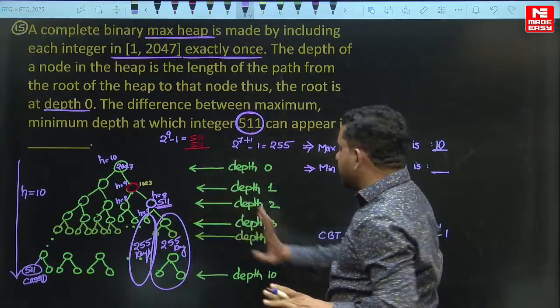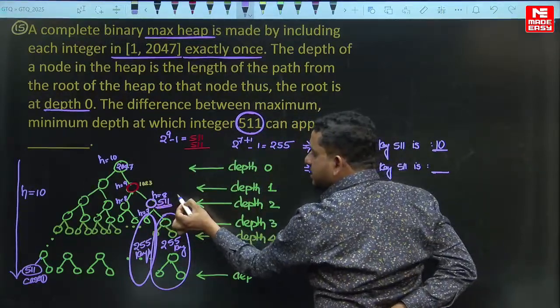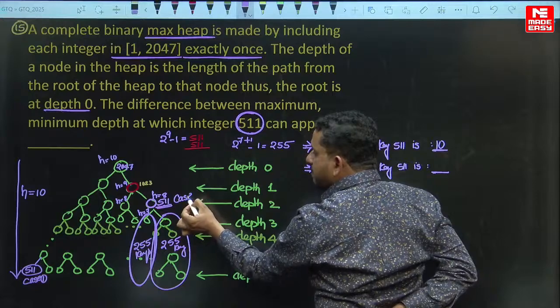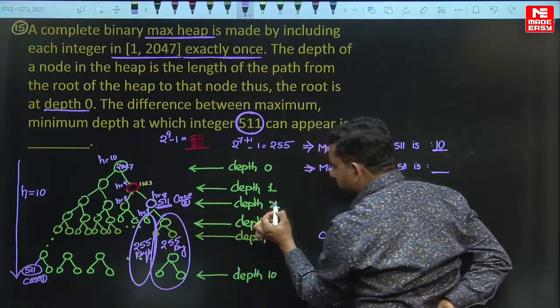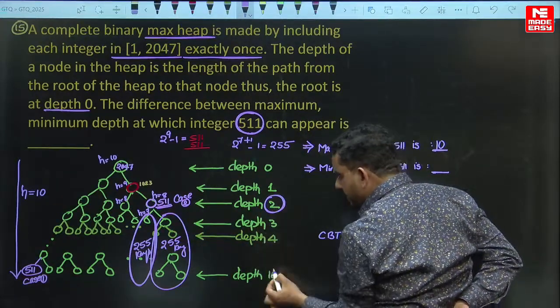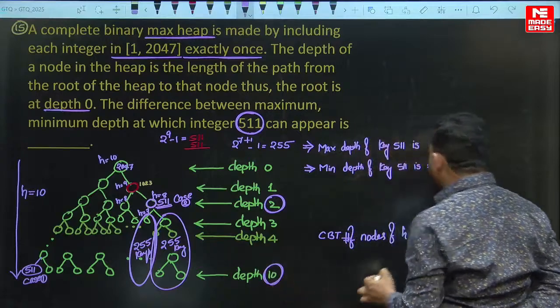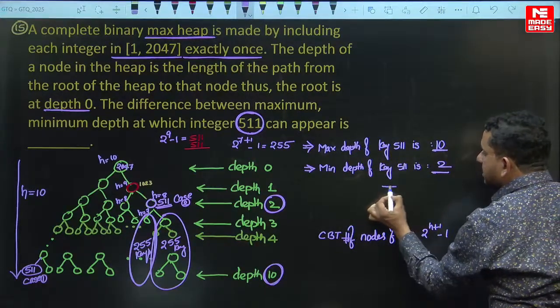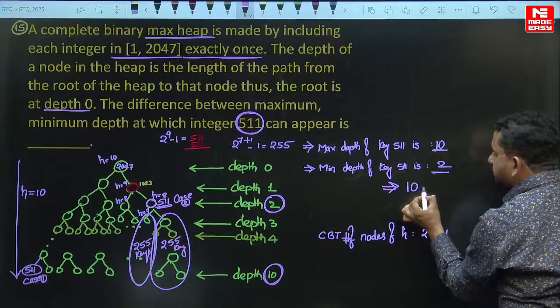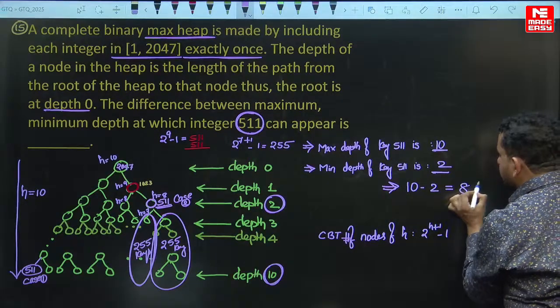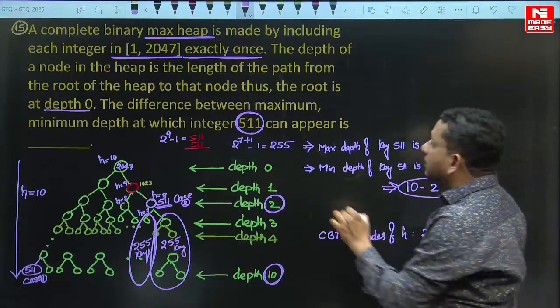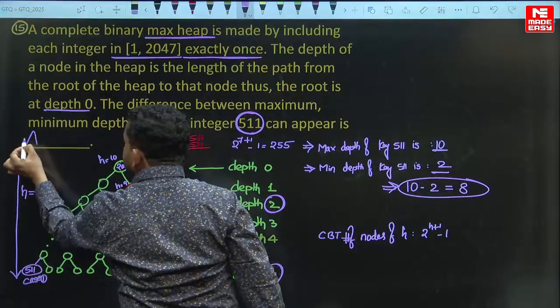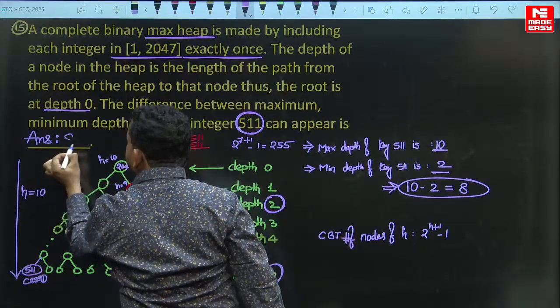511 is possible here. That means this is case 2. For 511, the minimum depth is the second level and the maximum depth is the 10th level. So the difference is 10 minus 2, which is 8 levels. So the answer to this question is the numerical value 8.